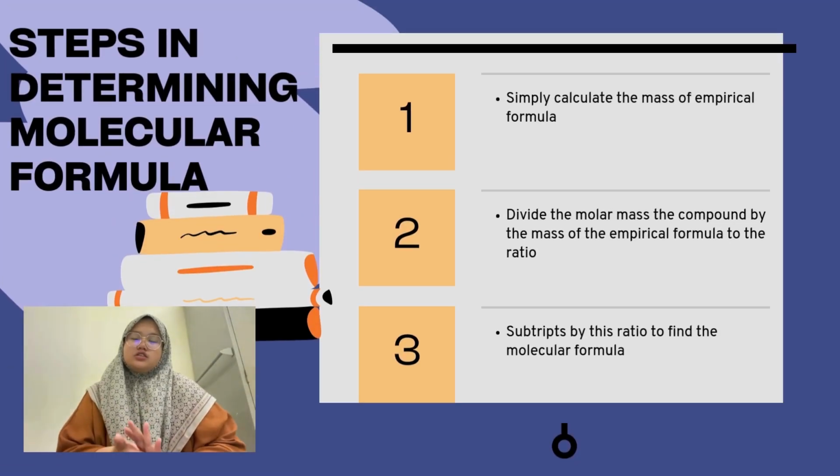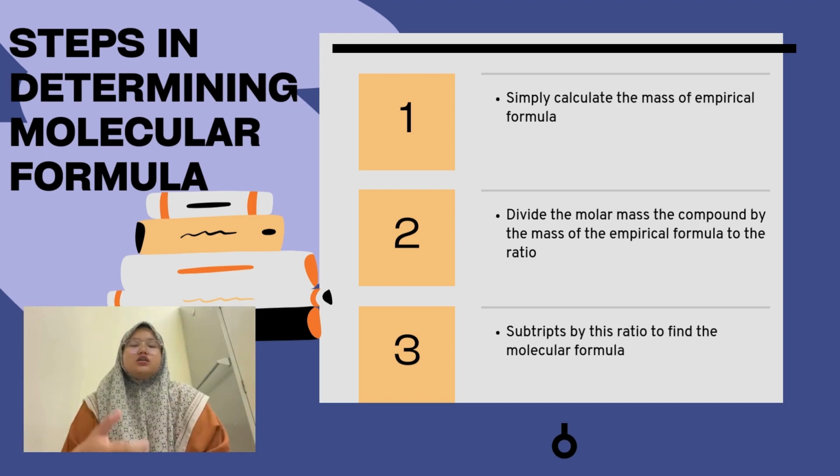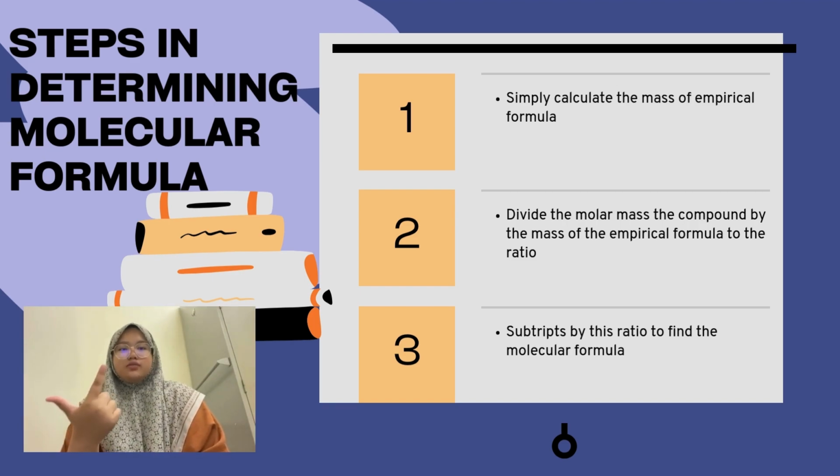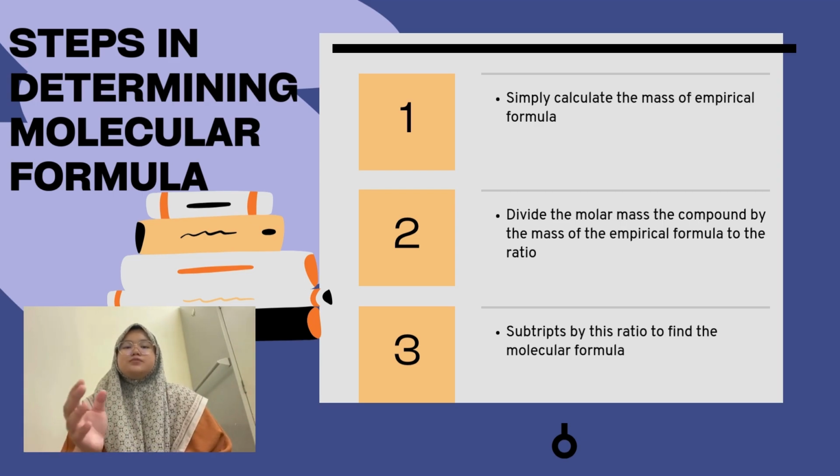Next, I want to explain the 3 steps in determining the molecular formula. Firstly, we need to calculate the mass of the empirical formula. Secondly, we need to divide the molar mass of the compound by the mass of the empirical formula to get the ratio. And thirdly, we need to multiply the ratio to find the molecular formula.